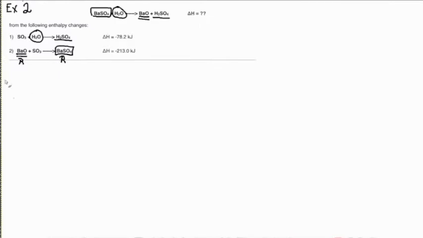So I'm just going to go down and rewrite both of these reactions and put them in the order that we need them. So we're going to have SO3 plus H2O gives us sulfuric acid. And the delta H for that reaction is negative 78.2 kilojoules.